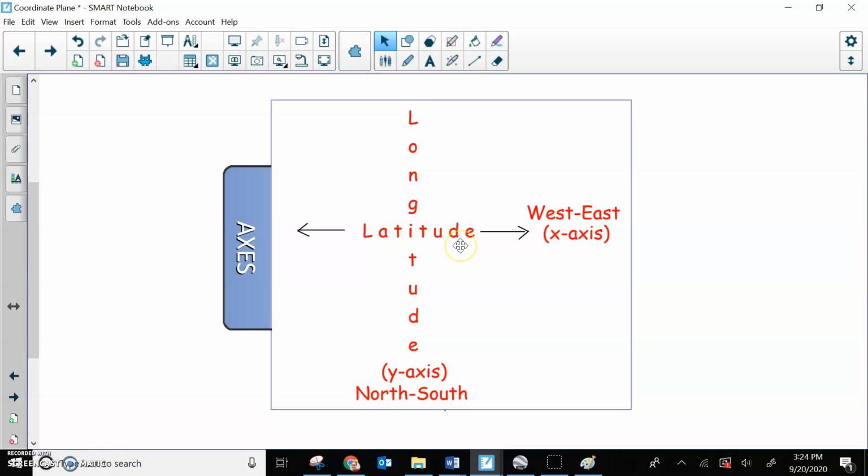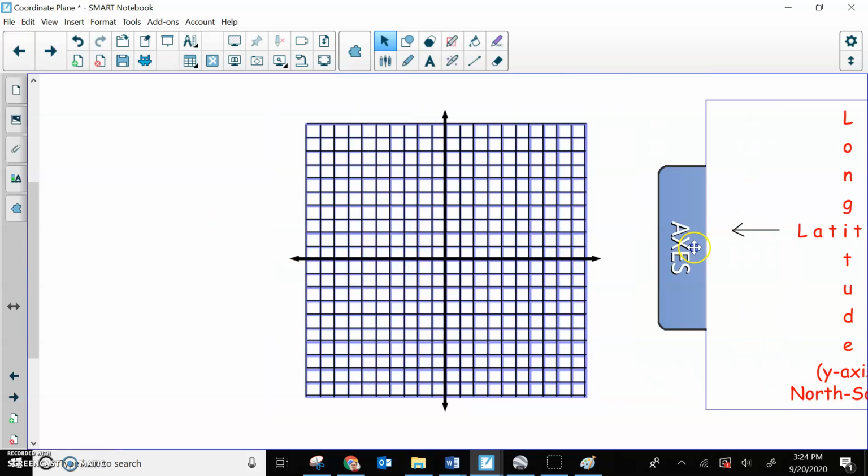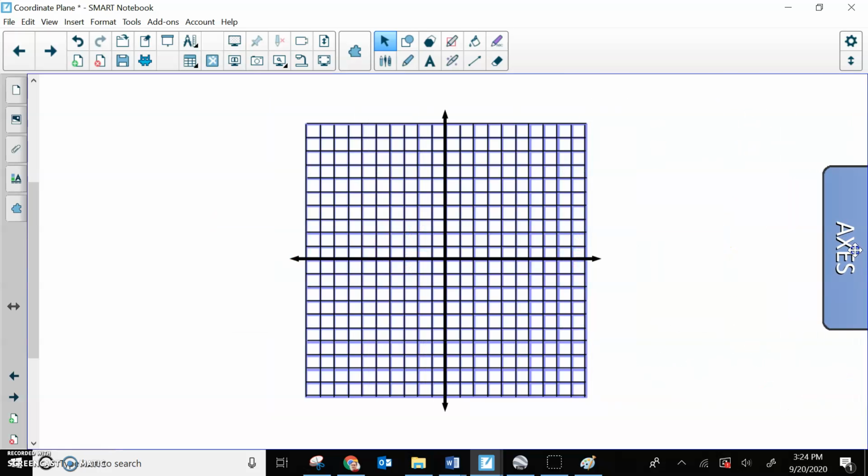And then latitude are the east-west lines that follow the x-axis. What do we call that? The x-axis has a specific name on the Earth. It is called, yes, you're right. It is called the equator.